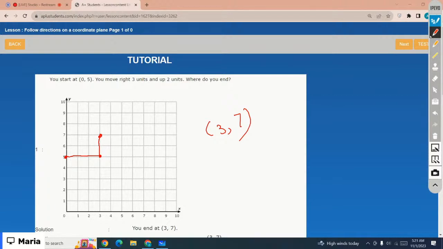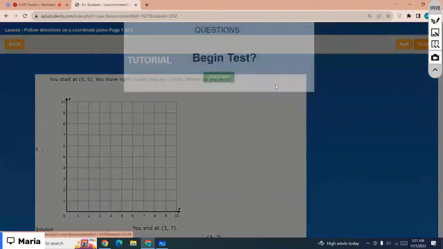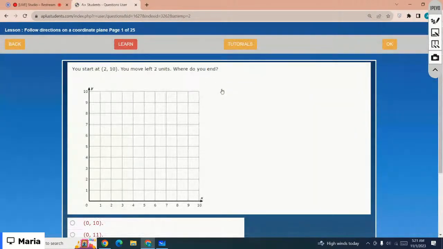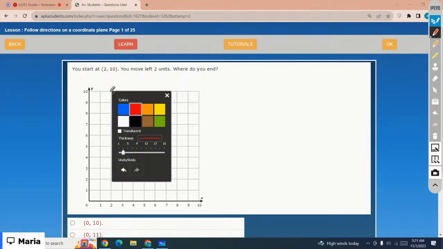Let's just start with the practice questions. Okay, you start at 2, 10. You move left 2 units. Where do you end? You started from 2, 10. So x is 2, y is 10. Here you have x is 2 and here you have y is 10, right?